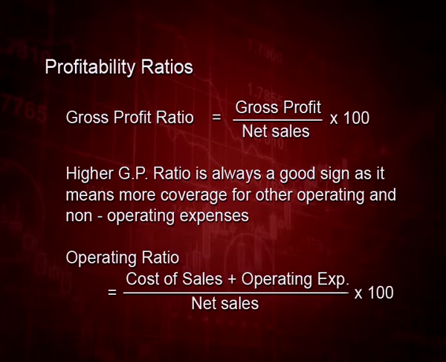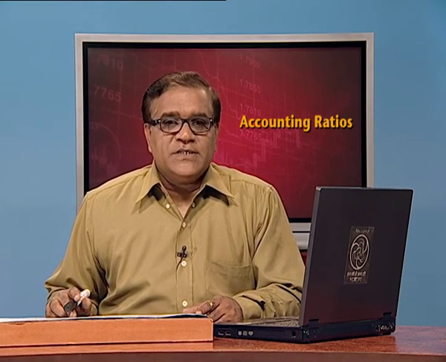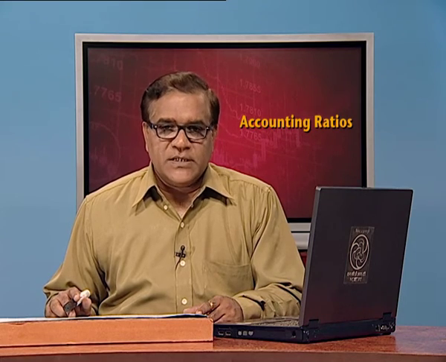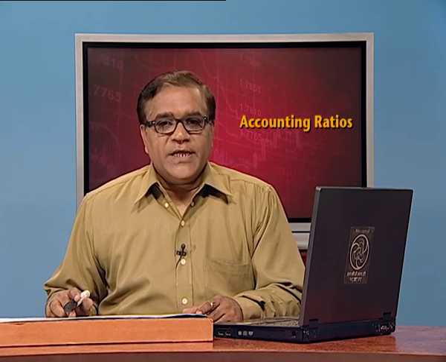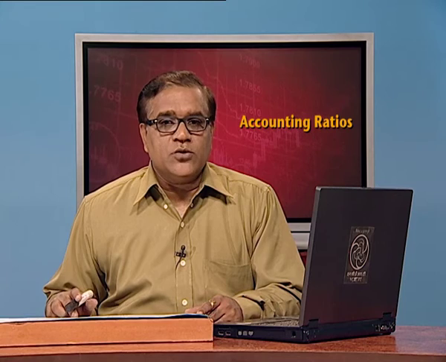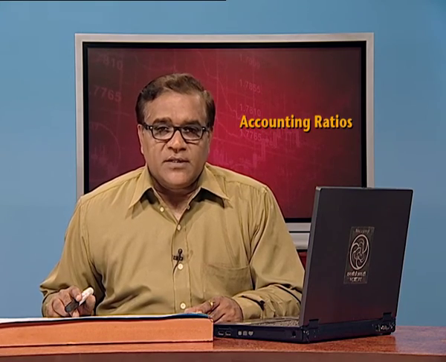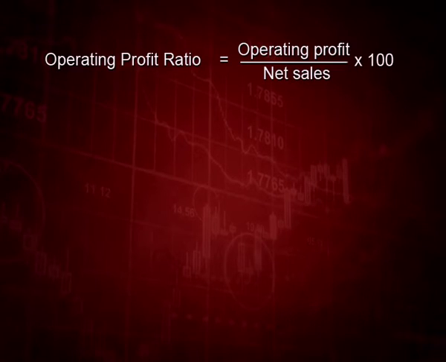The next ratio is operating ratio. Operating ratio means the cost of operating the business. Now, this is equal to cost of sales plus all operating expenses divided by net sales into 100. Now, operating expenses will include office and administrative expenses, selling expenses, etc. But all non-operating expenses and incomes are excluded from this. A low operating ratio is a healthy sign, because your operating cost is less, that means your profits will be more. The next ratio in this category is operating profit ratio.